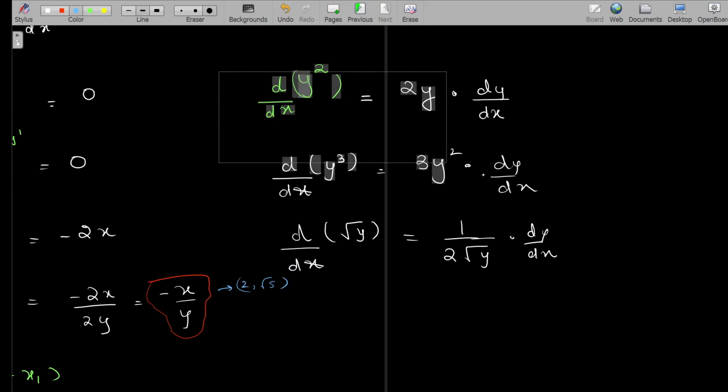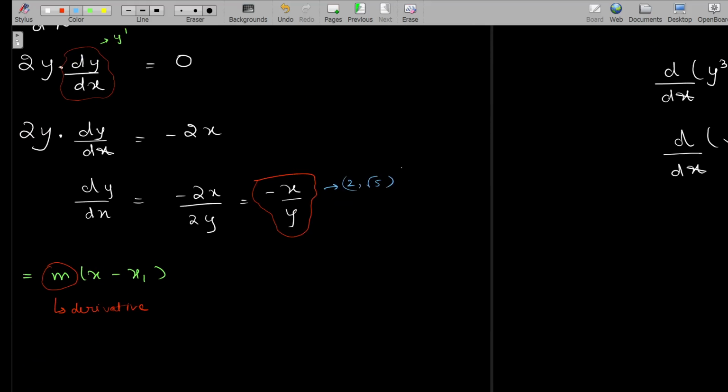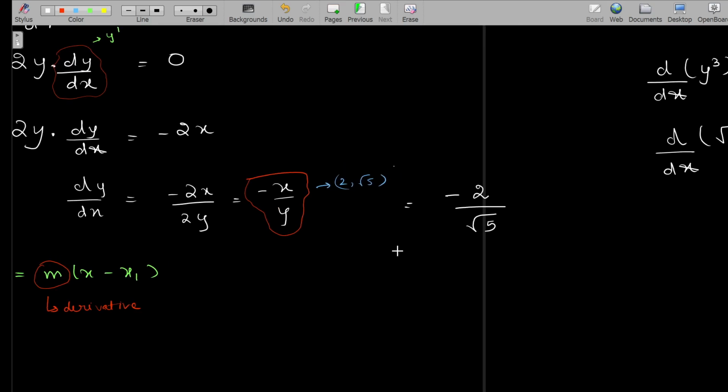Wait, so I have to plug that in the derivative? Yes, the slope will be a number, right? It will not be like, right. Okay, yeah. So negative 2 over root 5. Okay, now this is a number. Now negative 2 over root 5 will be a number, and this is m. This is the value of m.